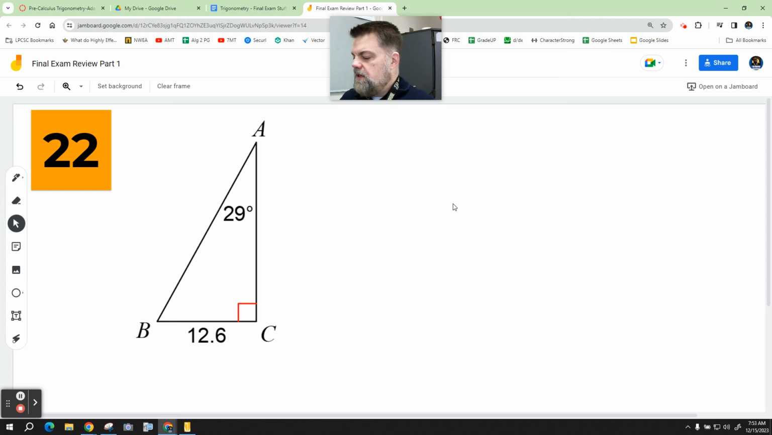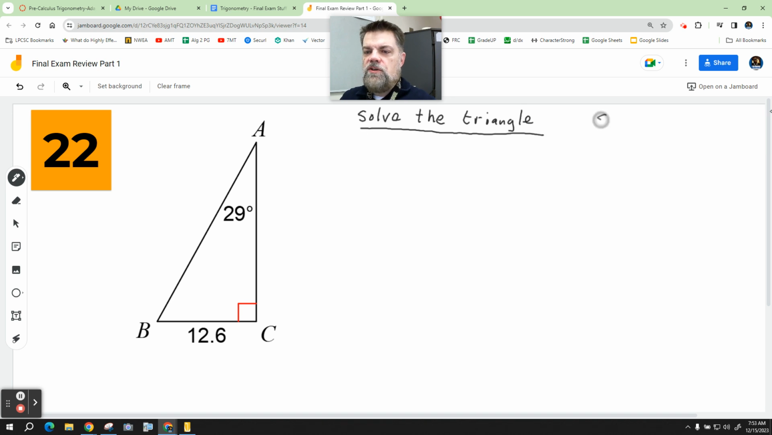All right, so this one is another one of those solve the triangle problems. Whenever it says solve a triangle, that means that you need to find all three sides and all three angles. And we're going to use SOHCAHTOA.